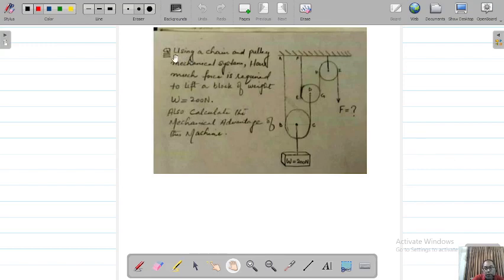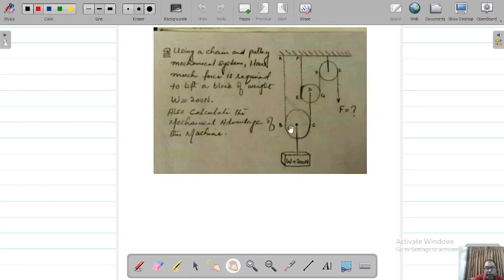We have another machine problem from the structural analysis chapter. Using a chain and pulley mechanical system, how much force is required to lift a block of weight W equal to 200 newtons? You also need to calculate the mechanical advantage of this machine.